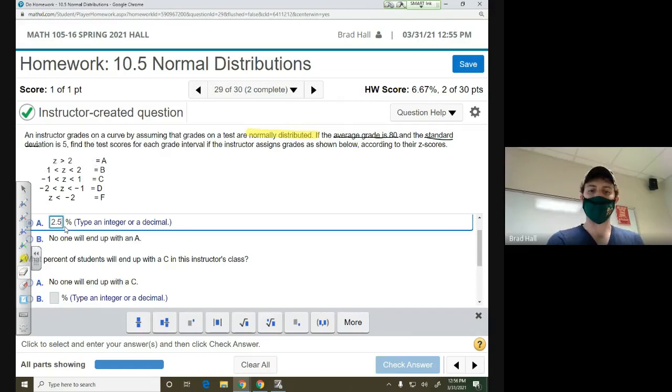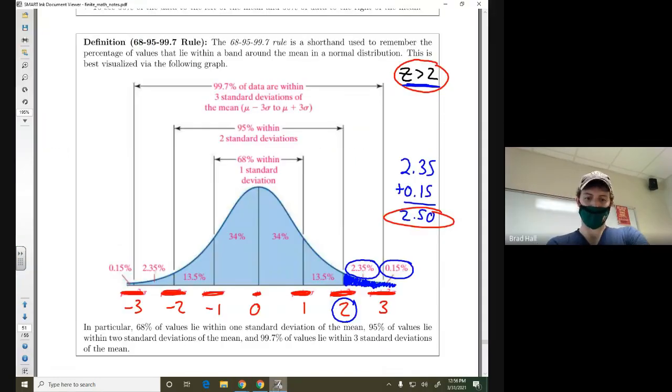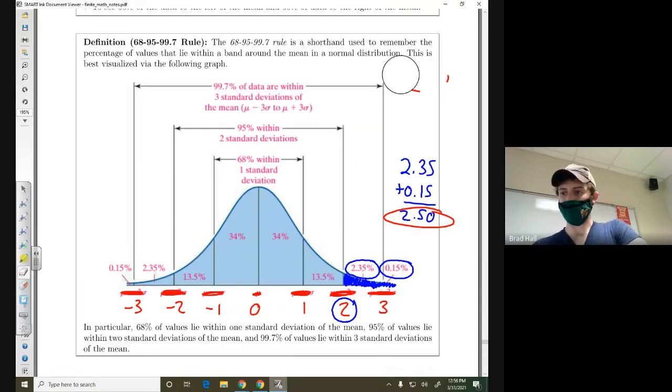Right, so now the question is, what about the next part? What percentage of students end up with a C in the class? They don't really care about a B grade as much, so we're going to skip B and look at a C grade, which we can all see corresponds to a z-score between -1 and +1. So we're going to go back to our chart over here and change our attention to -1 to 1.